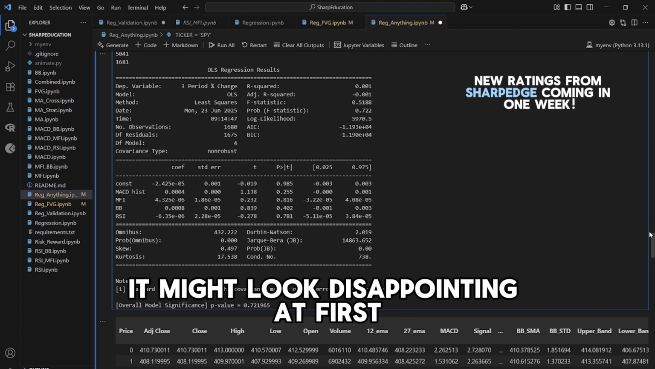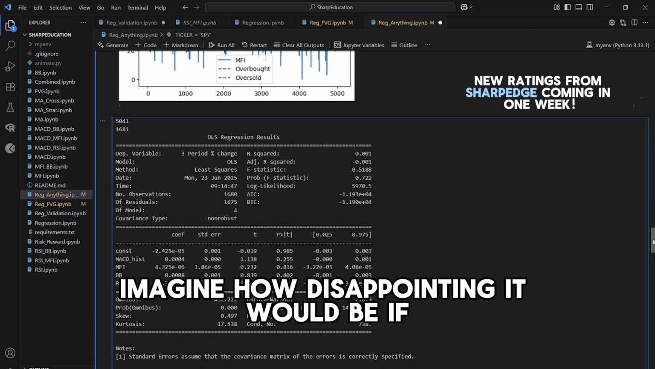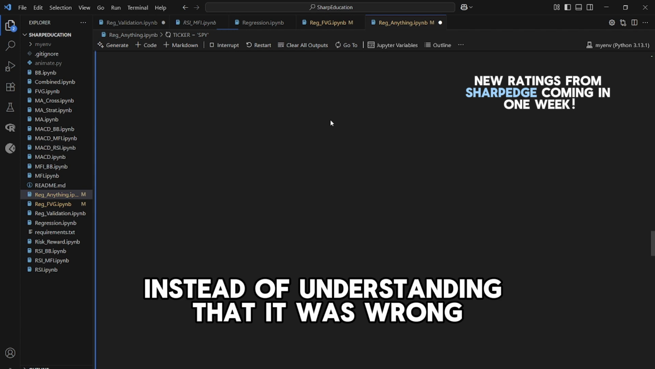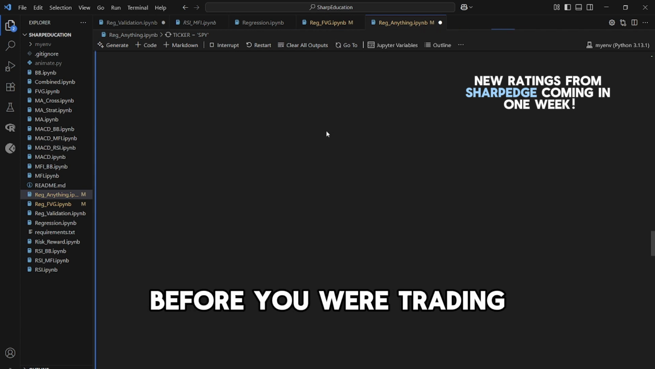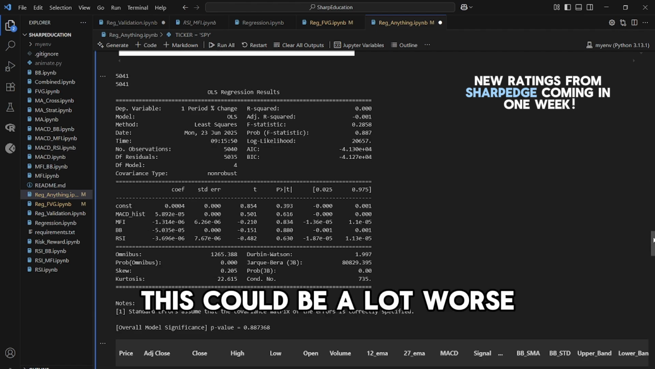It might look disappointing at first, but I need it to be put in perspective. Imagine how disappointing it would be if, instead of understanding that it was wrong before you were trading, you thought it was right the whole time when you were just losing money. This could be a lot worse.